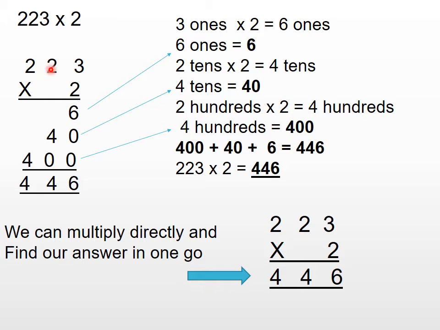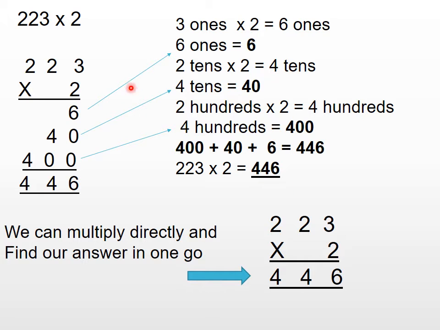Now multiply 2 with the 2 tens. So 2 tens multiplied by 2 is 4 tens. 2 twos are 4, 4 tens, and the value of 4 tens is 40, because 4 tens means 4 multiplied by 10, which is 40. Now 2 multiplied by 2 hundreds is 4 hundreds, and the value is 400, 4 multiplied by 100. If I add all these values together, I'll get my answer. 400 plus 40 plus 6 is 446, which is my answer. As you can see here, 223 multiplied by 2 is 446.